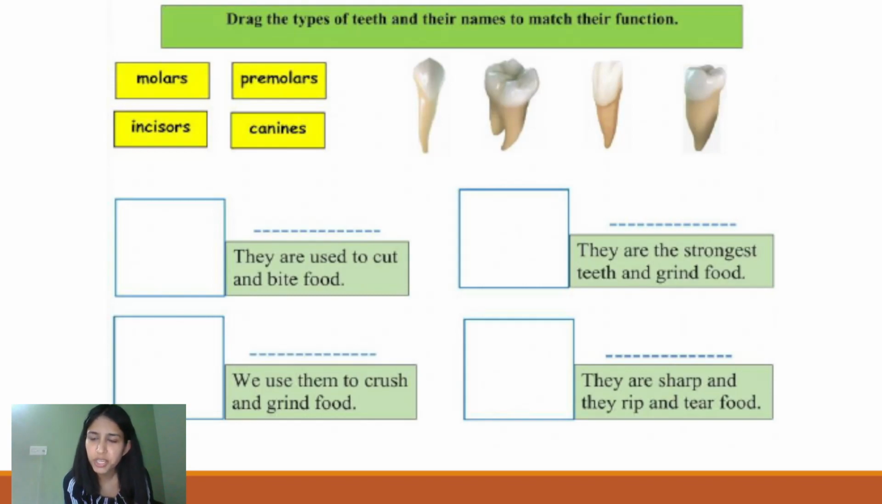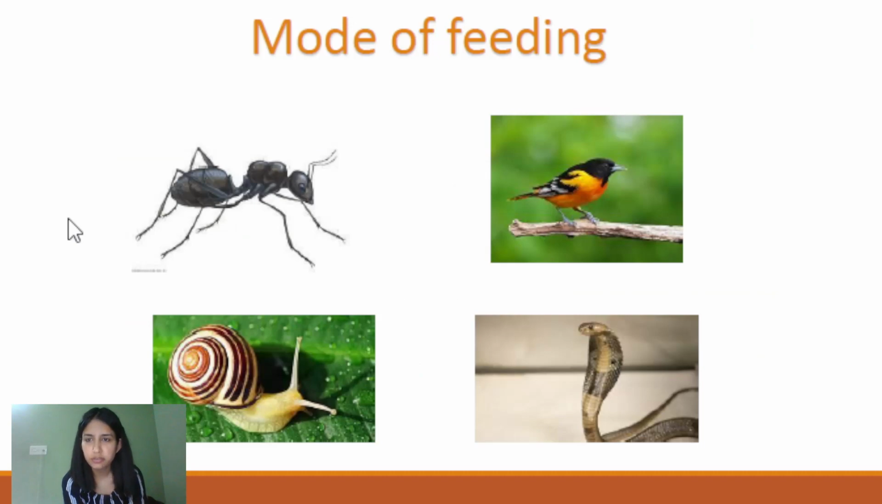These are the premolars. So molars and premolars are in the category where they are used to grind and crush the food, and the teeth that are sharp and rip and tear food are the canines. So I hope you are now clear with the different types of teeth and their functions.